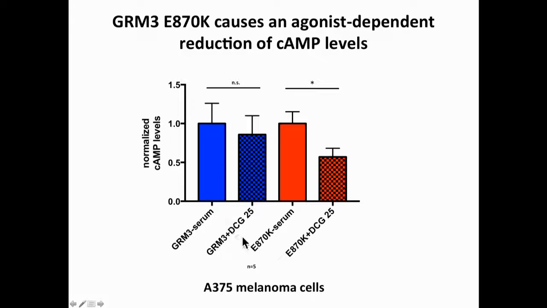When we used the DCG, an agonist of this glutamate receptor, we didn't see any difference in the cyclic AMP levels when we compared the wild-type receptor with and without the agonist treatment. But we saw a significant reduction of cyclic AMP levels in the E870K with the drug treatment. So it seems that the E870K mutation causes an agonist-dependent reduction of cyclic AMP levels.